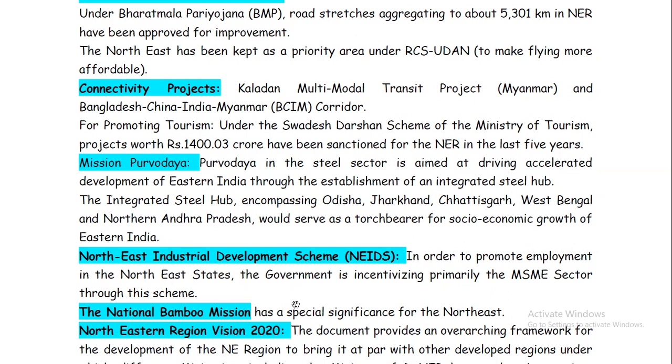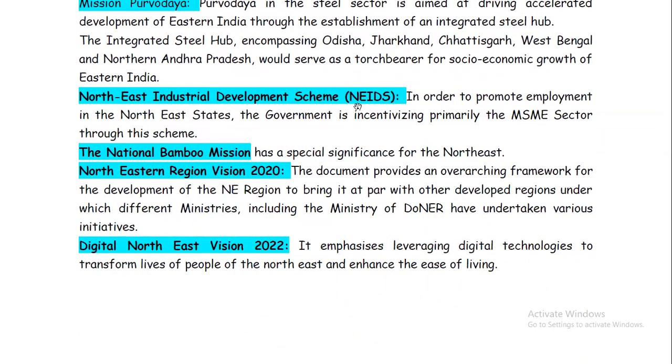The Northeast Industrial Development Scheme. This is very important. You may forget the others, but you should not forget about this NIDS. NIDS means Northeast Industrial Development Scheme. In order to promote employment in the Northeast states, the government is incentivizing primarily the MSME sector through this scheme. So the Northeast Industrial Development Scheme is to promote MSME sector growth in the Northeastern states.